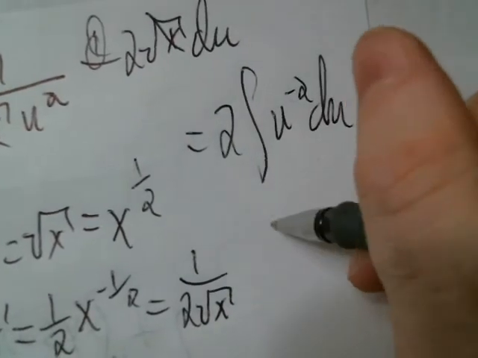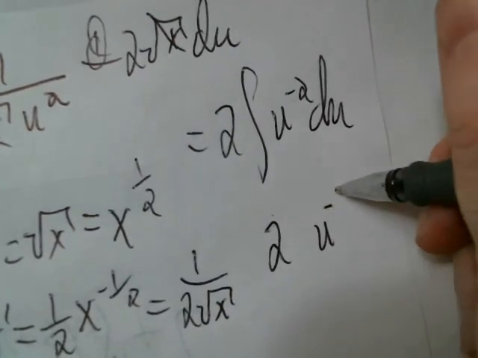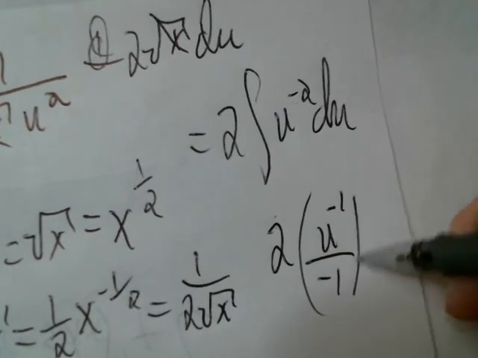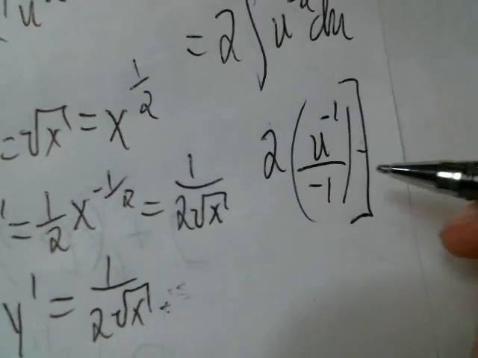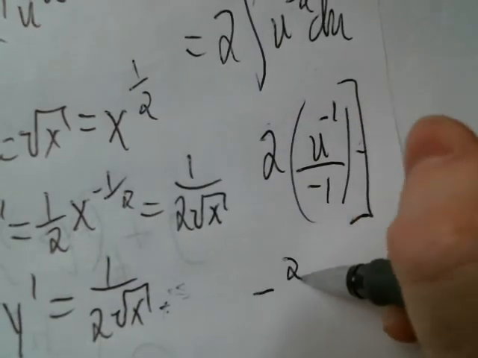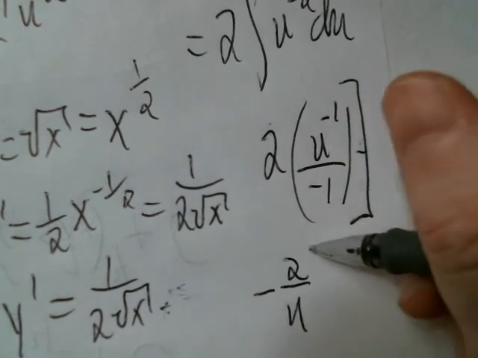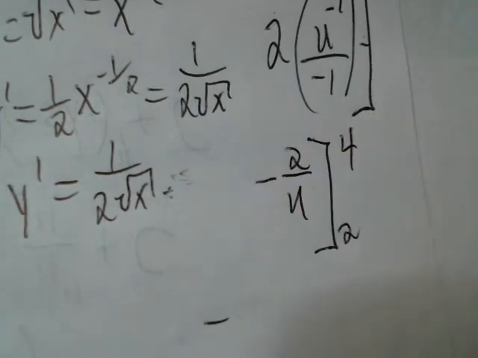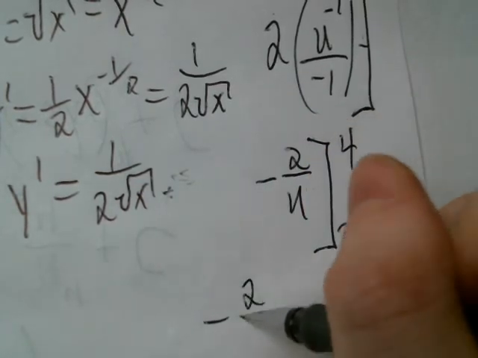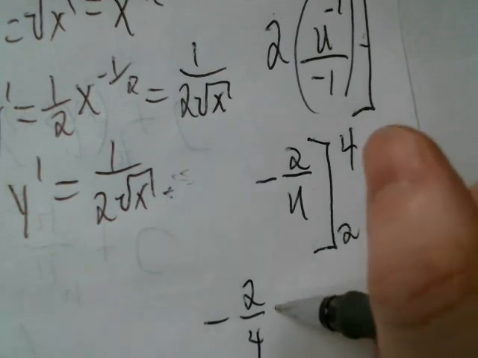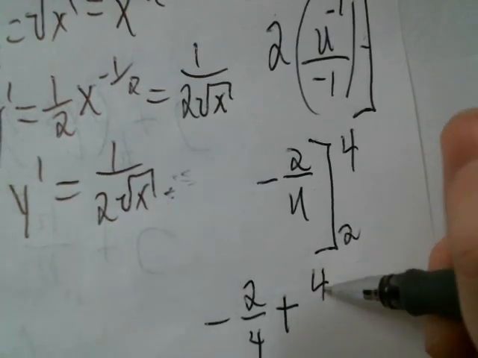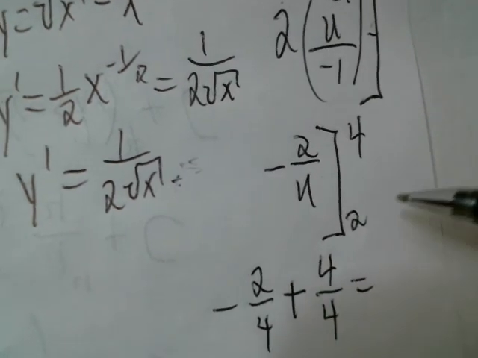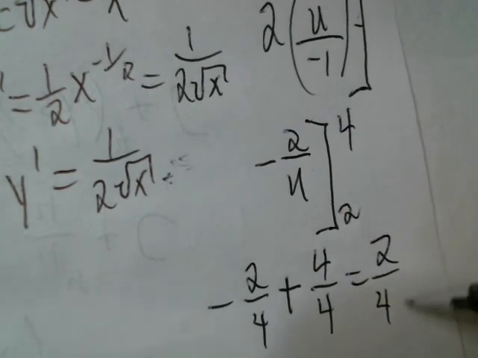Sorry for going off the page. That'll be 2 times u to the negative 1 divided by negative 1, evaluated. And then that's negative 2 all over u from 2 to 4. And then that'll just be negative 2 fourths minus negative 1. So plus 4 fourths, which of course is just 2 fourths, which is 1/2.